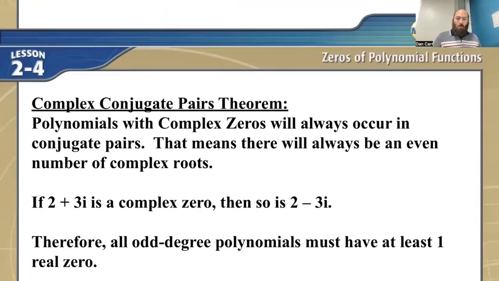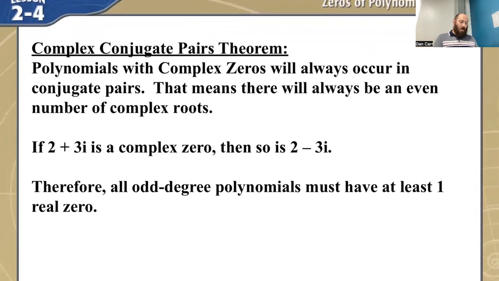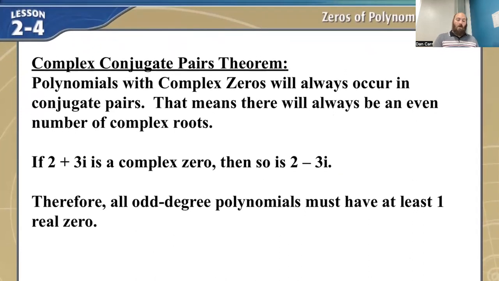Okay, so the other part of today is we're going to talk about complex conjugate pairs theorem. This is also going to lead to us modeling different polynomials based on given zeros. So polynomials with complex zeros. As a reminder, a complex zero is of the form a plus bi. Okay, so if I talk about any kind of complex number, it's a plus bi.